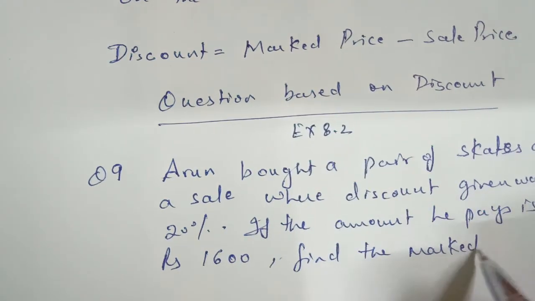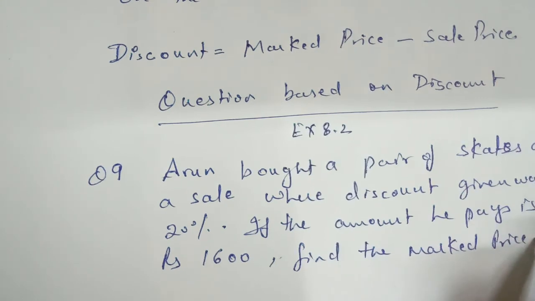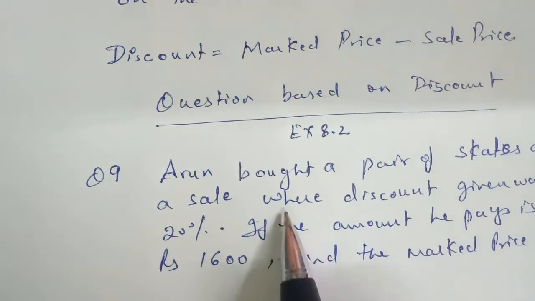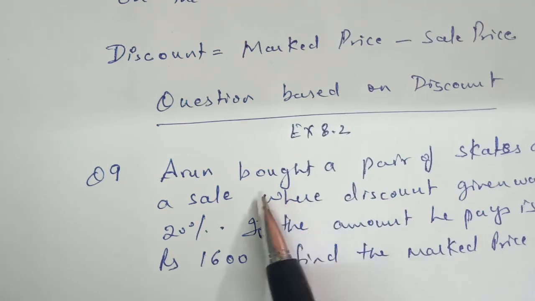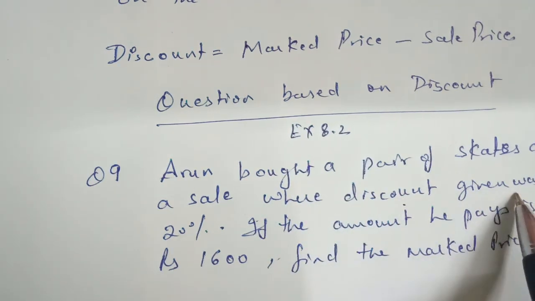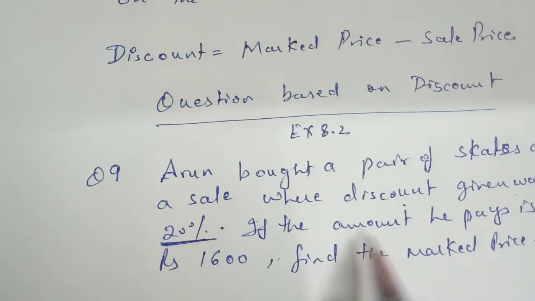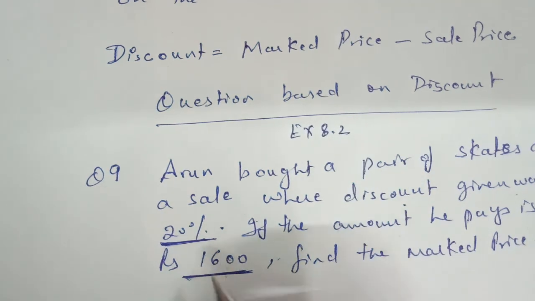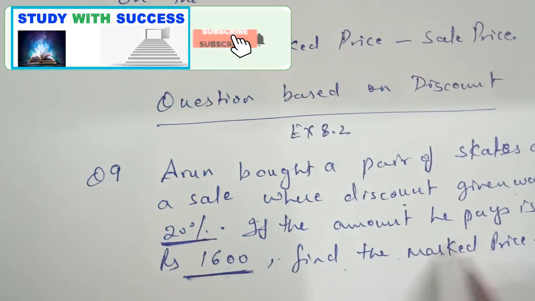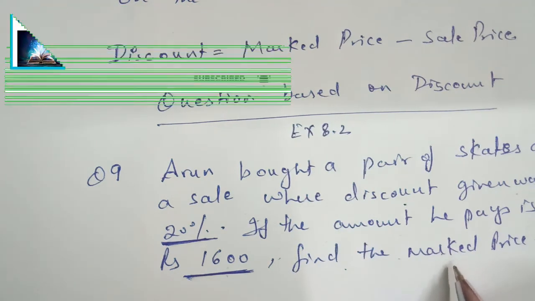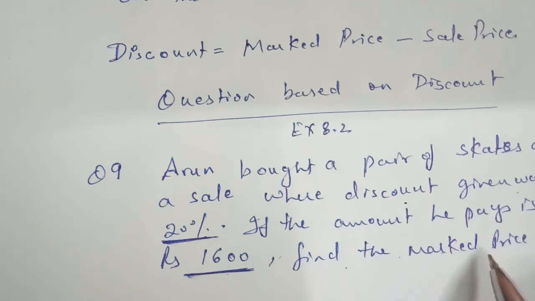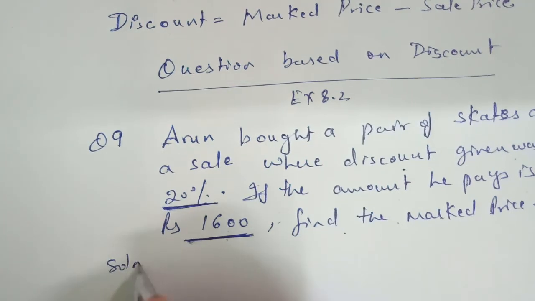We have to find the market price, meaning the price that is printed on the skates. In this question, discount is given as 20%. If the amount he pays is rupees 1600, this is the sale price, because this is the amount he paid to the shopkeeper. We have to find the market price. So let us suppose the market price be X. Let us do the solution.